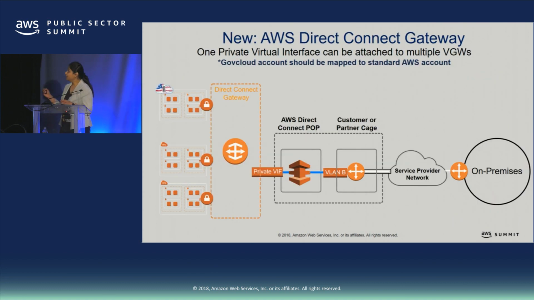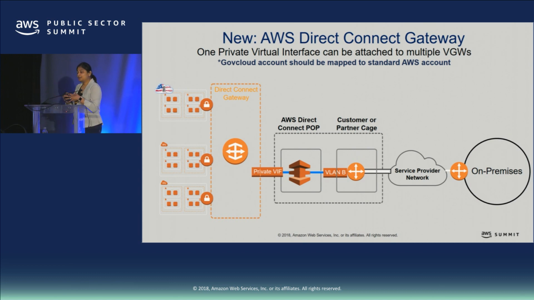The third, and this is the newest feature that we announced a couple of months back, is called the Direct Connect Gateway. Direct Connect Gateway is a global resource, and it works with the private virtual interface. This is going to be an enhancement to the first option that we discussed. You could reuse an existing Direct Connect connection to connect back to your GovCloud region.